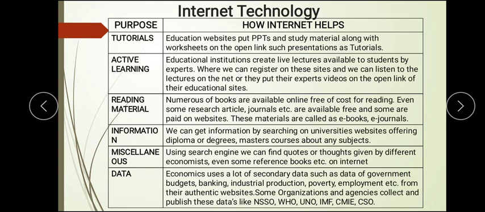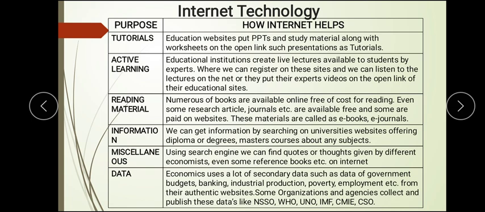So this is how internet technology helps us by way of tutoring, that is PPT learning and study materials you get online. Then after, active learning: live lectures are conducted by experts on open links. You just have to register and you can attend their webinars and live lectures. Then you find study materials, ebooks, journals and articles online. It can be paid or free. Mostly it is free. Only some articles and journals made by some professionals are paid.